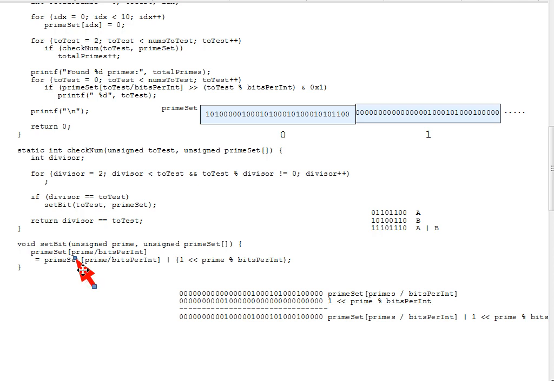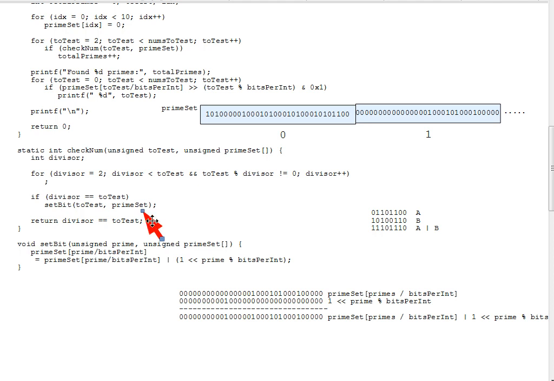Checknum, up here, checks parameter toTest to see if it is prime by looping through all possible divisors, down here, to see if any of them divide evenly into toTest. If the loop passes through all divisors without finding an even division, then checknum adds toTest to prime set by calling setBit.